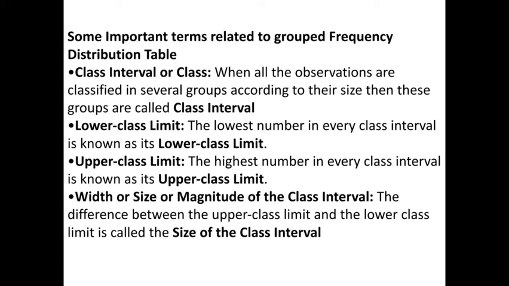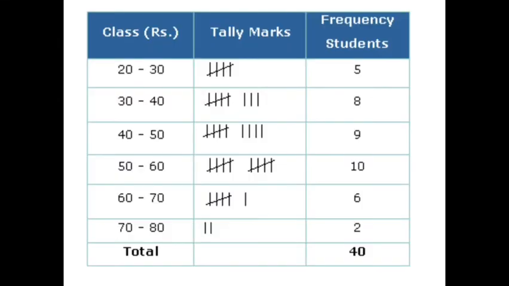Second is lower class limit. The lowest number in every class interval is known as its lower class limit, and the highest number in every class interval is known as its upper class limit. Width or size or magnitude of the class interval: the difference between the upper class limit and the lower class limit is called the size of the class interval.